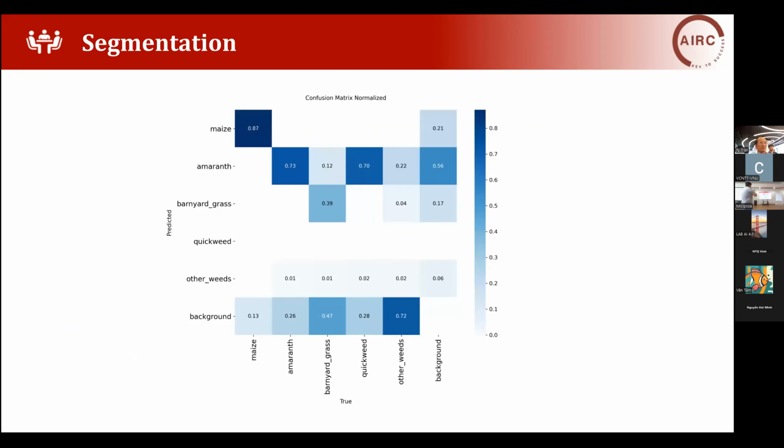Okay, so this is only the process of weed segmentation between soil and crop. So we have the confusion matrix normalized. What it shows here is the probability of normalized segmentation.